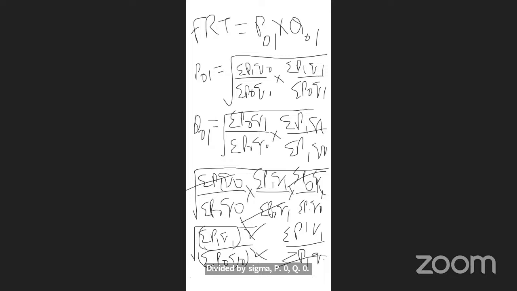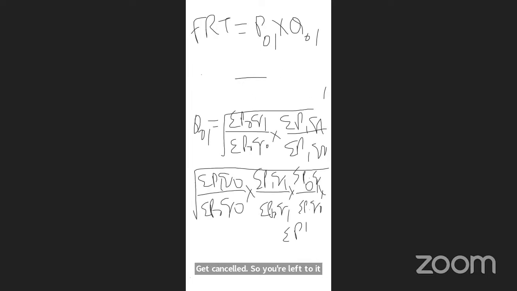Under root sigma P1 Q1 whole square, the whole square and the square root get cancelled. So you are left with sigma P1 Q1 divided by sigma P0 Q0, which is equal to V01. So substitute the values in this so that you will be able to get sigma P1 Q1 divided by sigma P0 Q0. This is the factor reversal test.